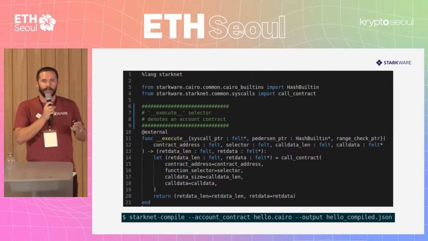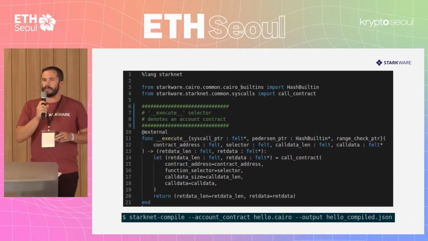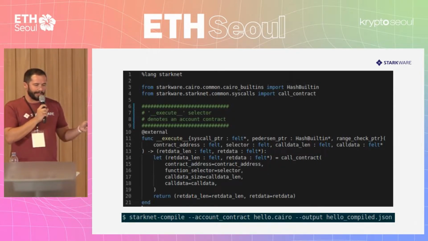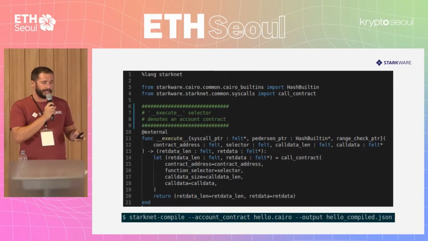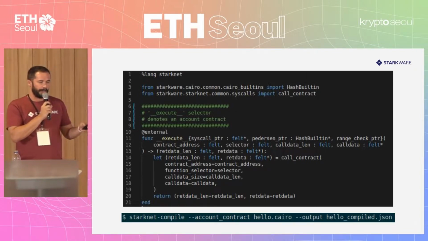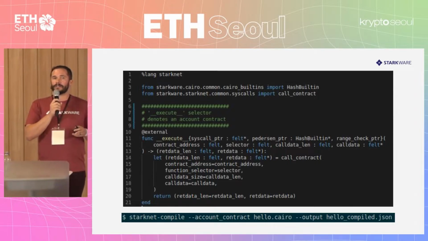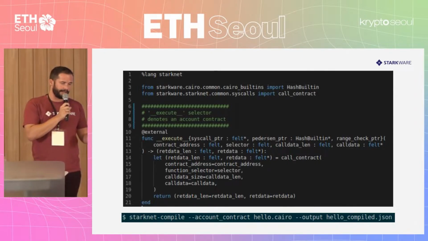So besides the StarkNet OS, there's one other piece of tooling that needs to be aware that this is an account, and that's the compiler. So when we compile this account contract, we need to pass the flag for account contract. So a normal StarkNet smart contract will not be compiled with this account contract flag.